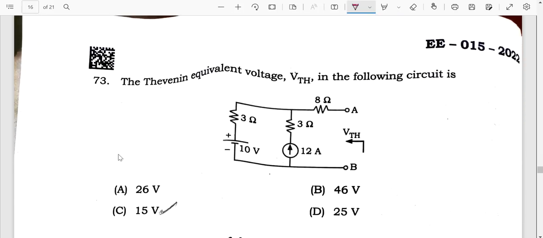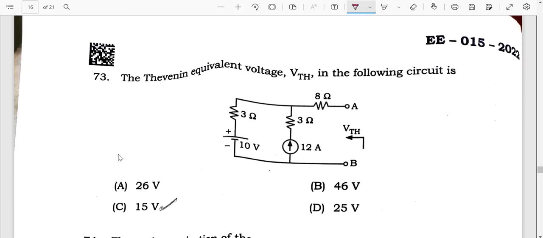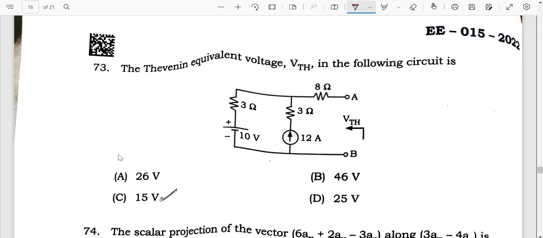Next question. The Thevenin's equivalent voltage VTH in the following circuit is? So simply, if here is open circuited, the entire current will have to flow like this. Apply KVL in this loop, you are going to find the voltage as 46 volts.